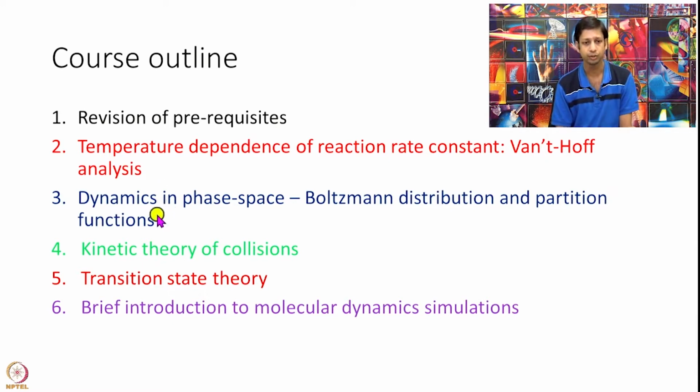We will move on to build on how we calculate these rate constants from an atomistic picture then. And to understand how atoms move, the kinetics of atoms, we will need to know a little bit of phase space. So, we will introduce this explicitly in this course, and we will introduce whatever is necessary in calculating rate constants, which will be Boltzmann distribution and partition functions.